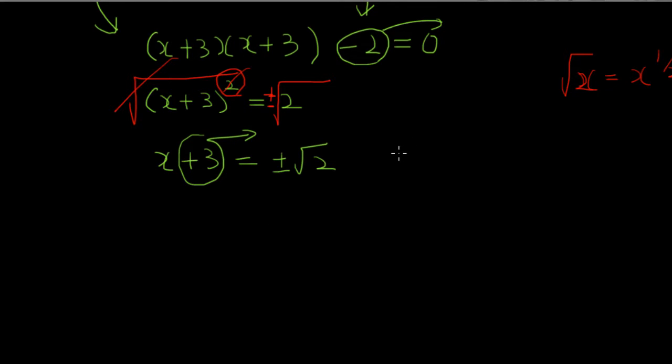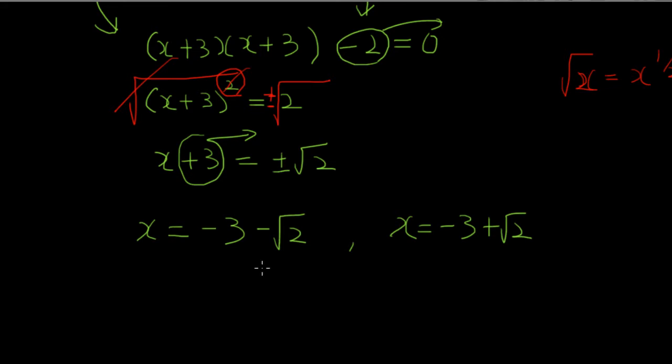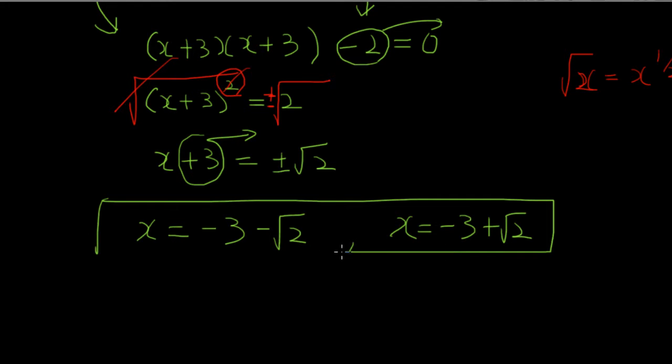Then x equal negative 3. Now I'm going to separate this, just to avoid any confusion. I'm going to separate this plus case and the minus case. So let's say x equal negative 3 minus square root of 2, and x equal negative 3 plus square root of 2. There we have it. This is our final answer.